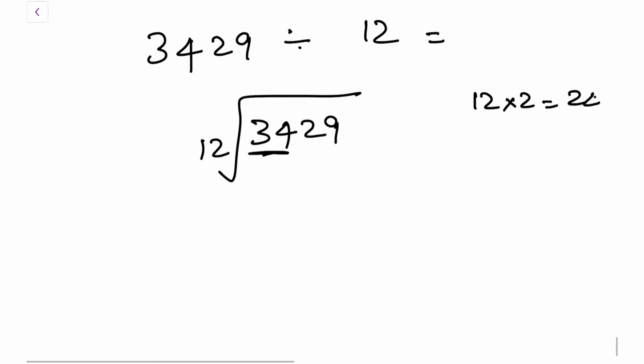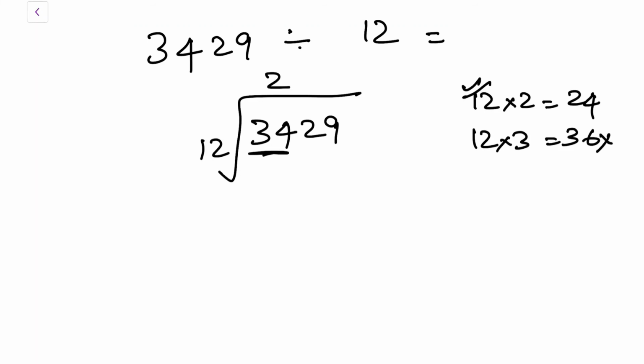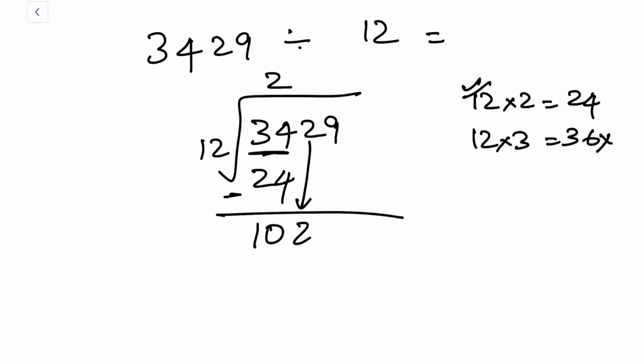12 into 2 is 24. 12 into 3 is 36. We cannot take 36 because it is more than 34. So we go with 12 into 2. That is 24. 34 minus 24 is 10. We bring 2 down. 12 into what is 102?